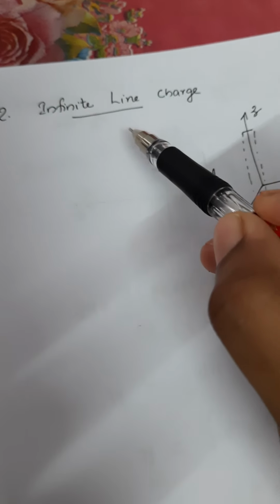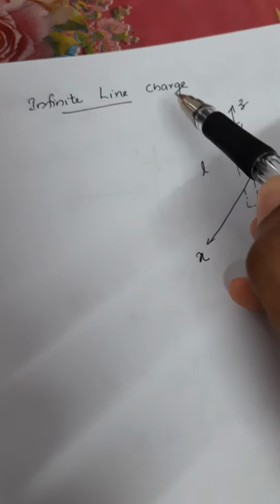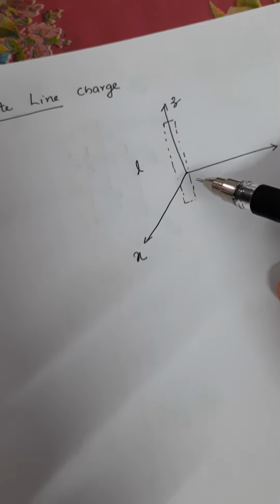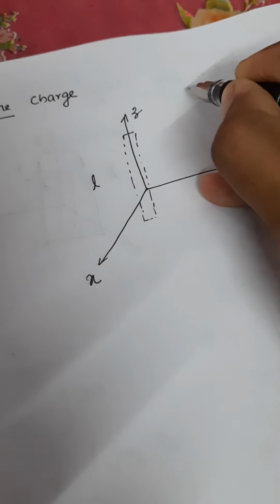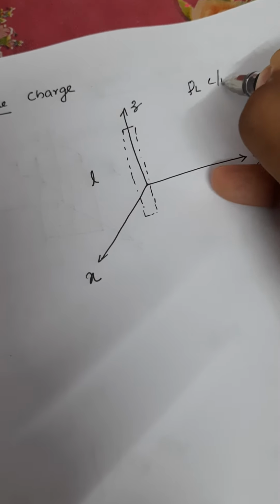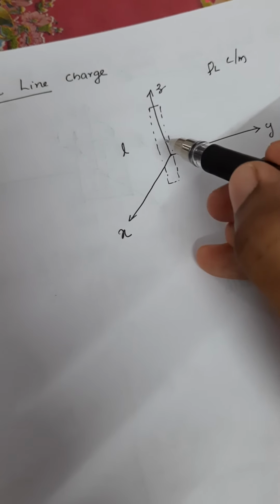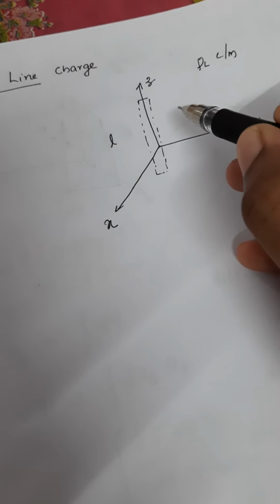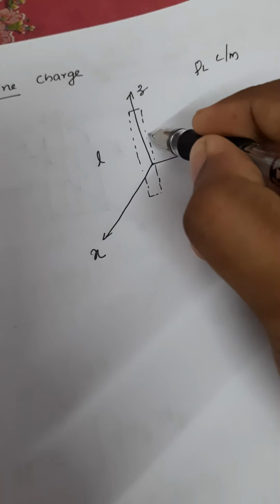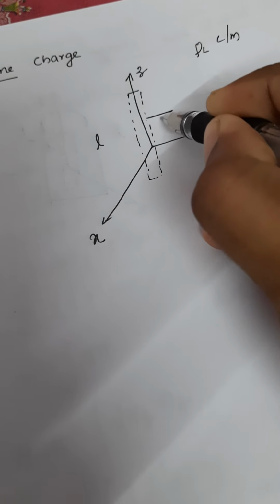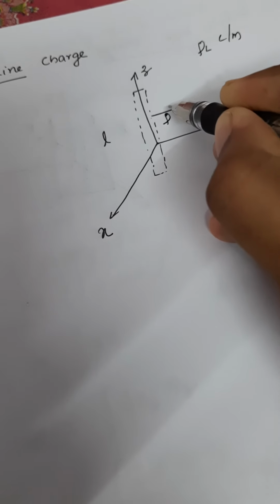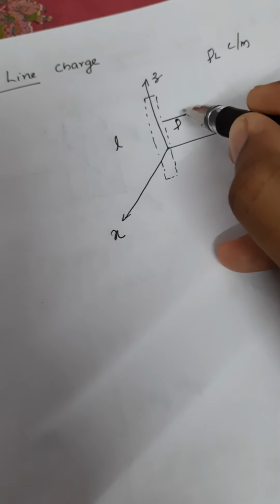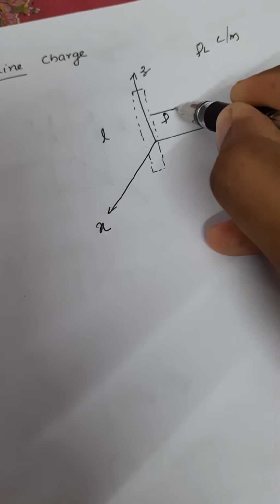Second application of Gauss's law is infinite line charge. So we have to find the flux density due to this infinite line charge. It has charge density rho L coulomb per meter and its length is L. In order to find the flux density at a point rho meters from this linear charge density, we have to find the flux density at this point.